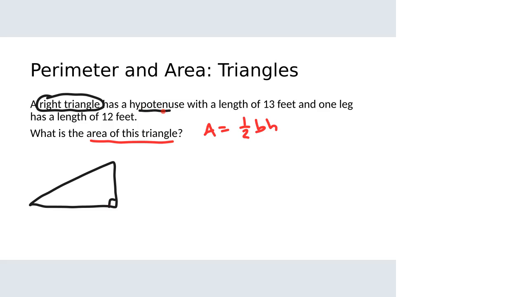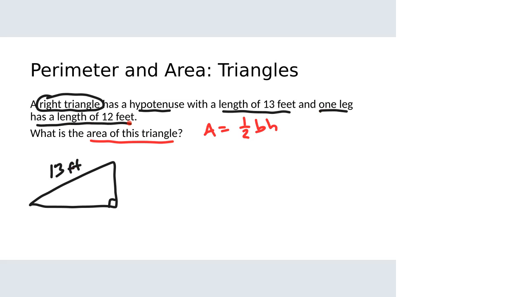It has a hypotenuse. Have to remember what that word means. That's the longest side in a right triangle. It's the one that's across from the right angle. So that's the hypotenuse, has a length of 13 feet. So this is 13 feet. And one of the legs has a length of 12 feet.